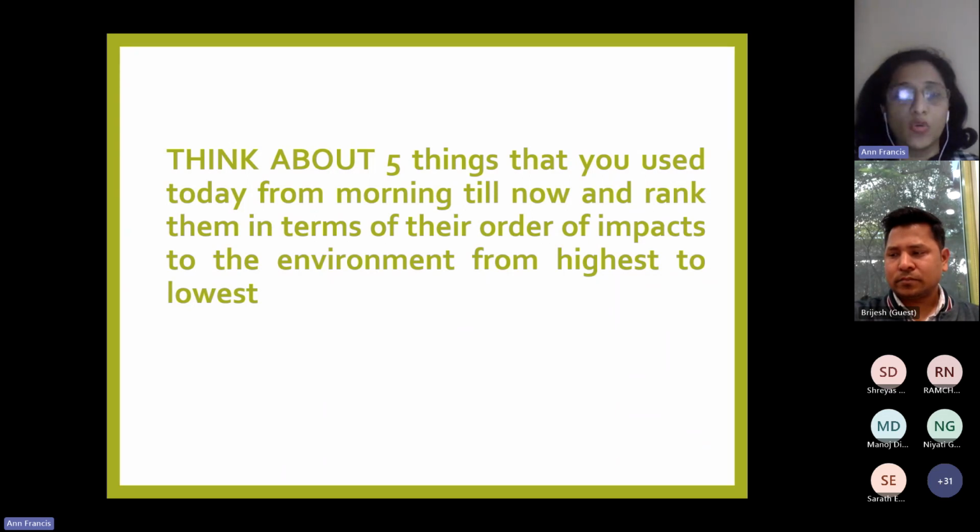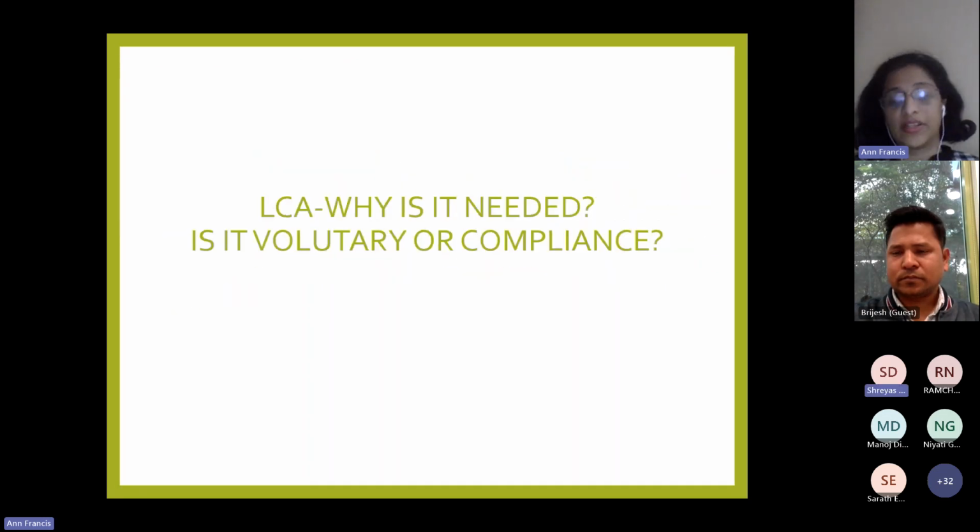LCA is not a magic tool. It is not a tool which suddenly solves all your problems. Life cycle assessment is a tool which helps you understand where your product stands in comparison to some other product in terms of impacts. Now, what to do with that to reduce the impact, you have to figure out. So that's the first thing I would put forward before talking about the session.